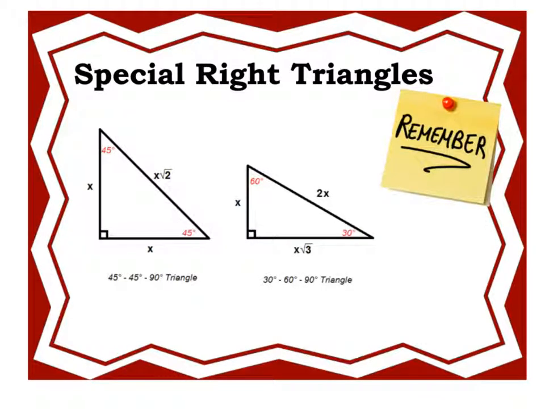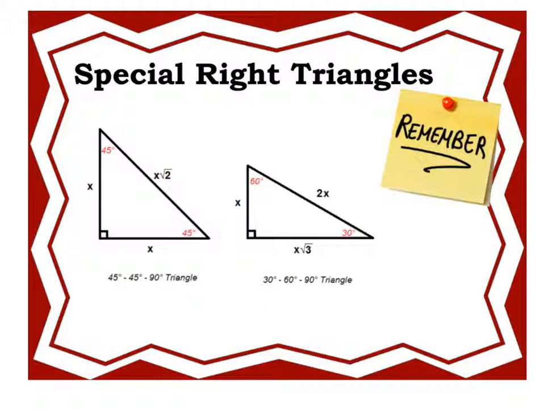I've got a slide here that shows you those relationships. And again, let me say this. If you're trying to go to the longer leg, and remember the hypotenuse is always the longest, I'm going to multiply. So in the 45, 45, 90, I multiply by root 2. If I have the hypotenuse and I'm trying to go back to this leg, since I'm going smaller, I would divide by root 2.